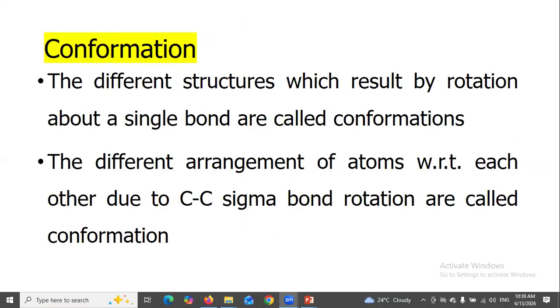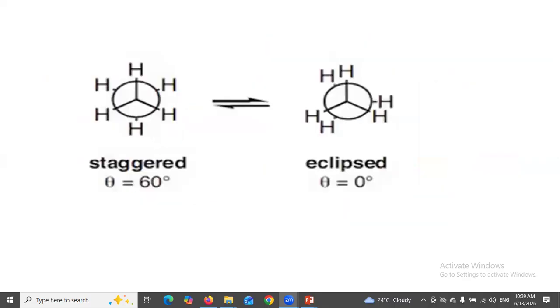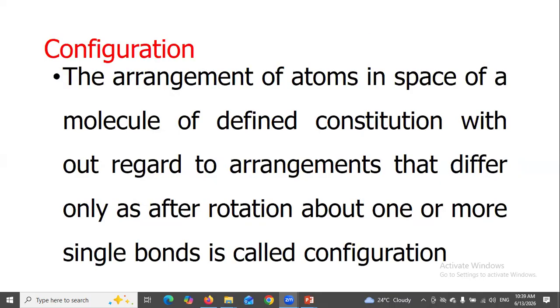Conformation, the different structures which are generated by rotation about a single bond are called conformations. The different arrangements of atoms which result from carbon sigma bond rotation are called conformations. The arrangement of atoms in space in molecules defines constitution; with regard to arrangements that differ only after rotation about one or more single bonds, they are called conformations.